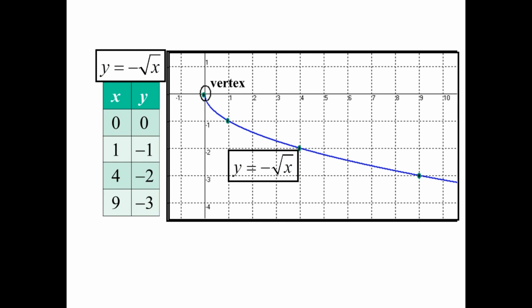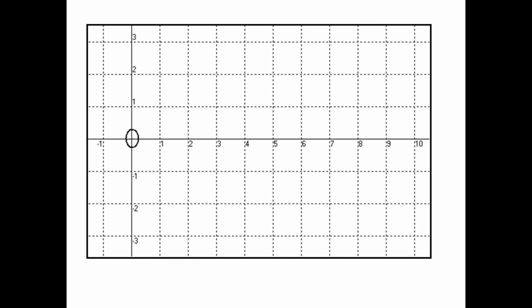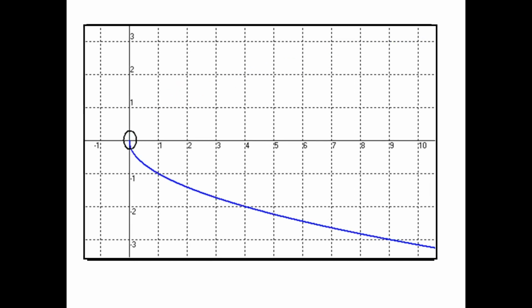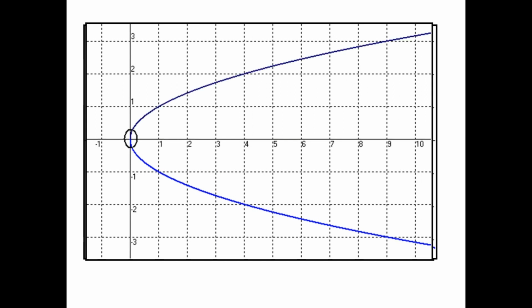We could put the previous two graphs on the same grid and have a look. Well, y equals root x is the top half of a parabola that opens to the right, while y equals negative root x is the bottom half of a parabola that opens to the right. And if we just put them both on the same grid, we have a whole parabola that opens to the right. Y equals plus or minus root x. It's a parabola, it opens to the right, so it has a vertex.